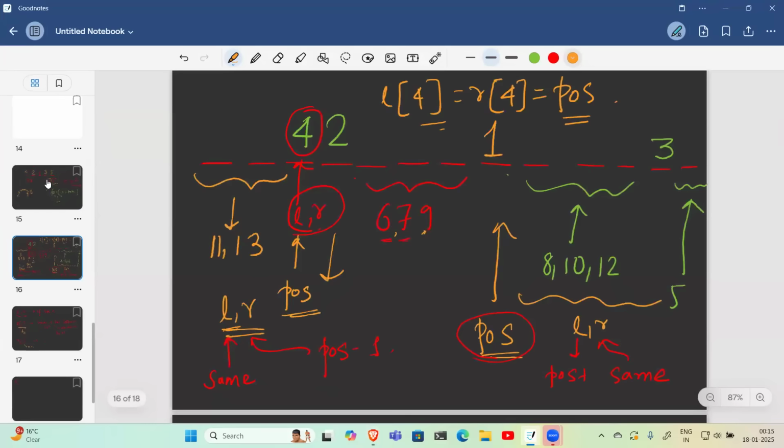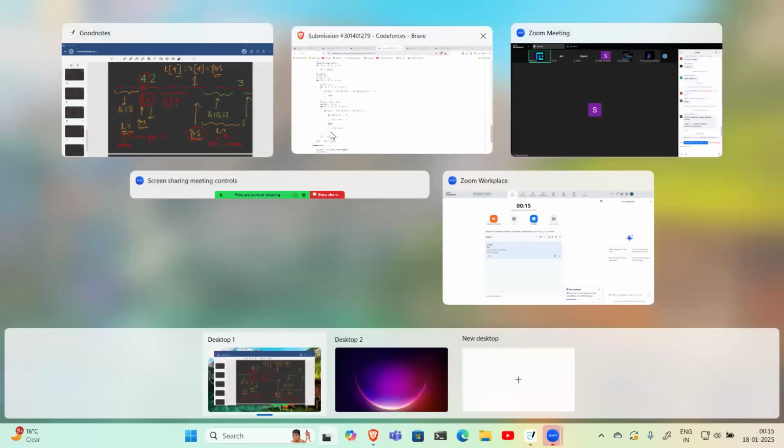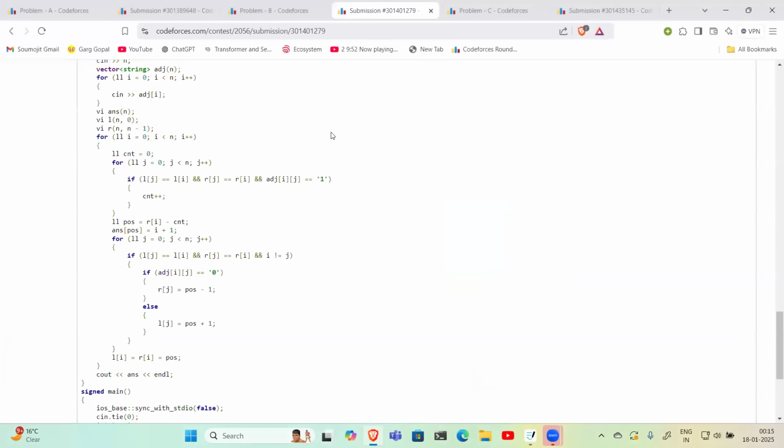So basically initially, what do I do? Initially, I find out what is the position of 1. Then I try to find out what is the position of 2. Then I try to find out what is the position of 3. Then I try to find out what is the position of 4. So it is something like this. So I loop over all the elements and we are trying to find the position of i at index i.